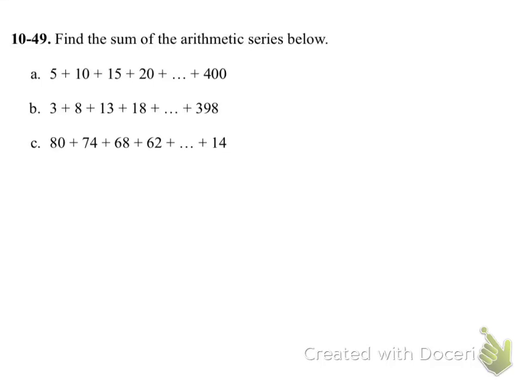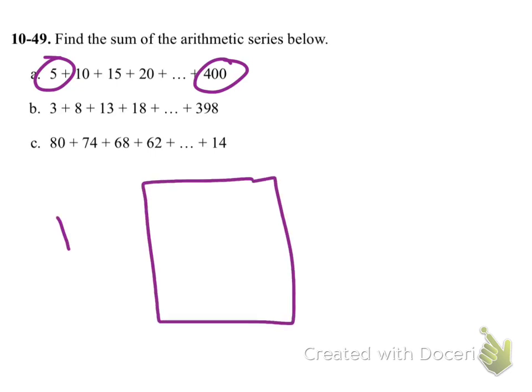To find the sum of the arithmetic series, there's a couple pieces of information that we need to know. I always need to know my first term and my last term, because if we're building a rectangle, that rectangle is first plus last. So that's the height of the rectangle. I then need to know my number of terms and divide that by 2.